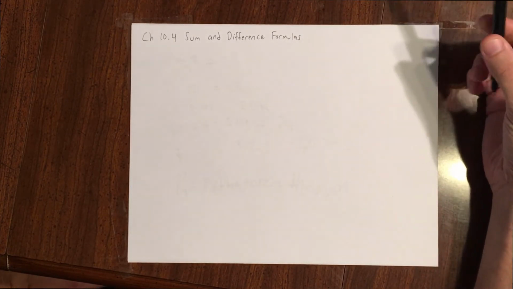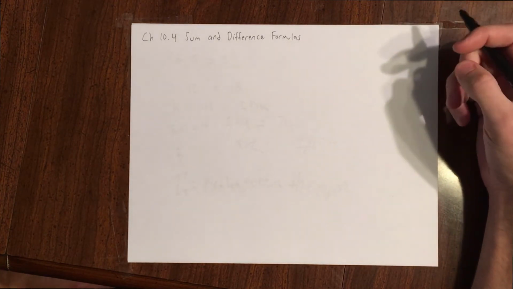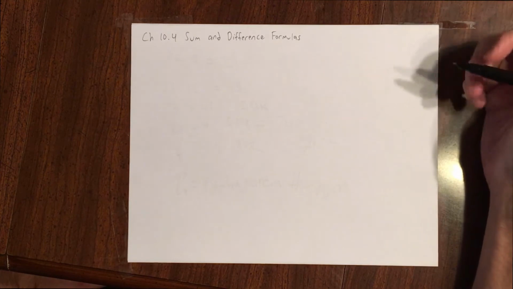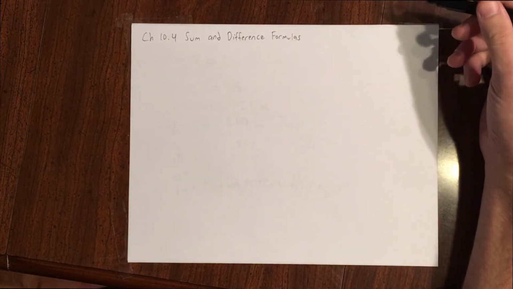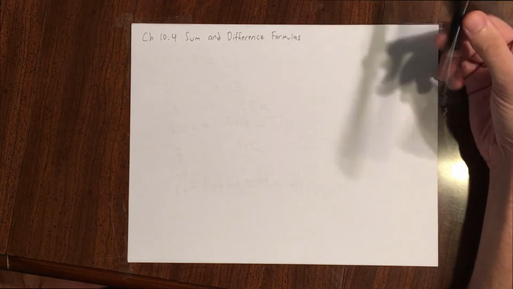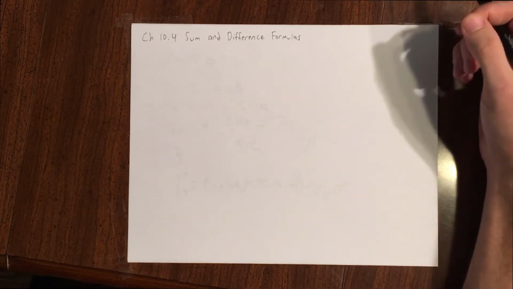We're looking at a new identity today. We're going to look at the proof of one of them. There's 4 new identities called the sum and difference formulas. This is in chapter 10.4. The formula itself is simple enough.